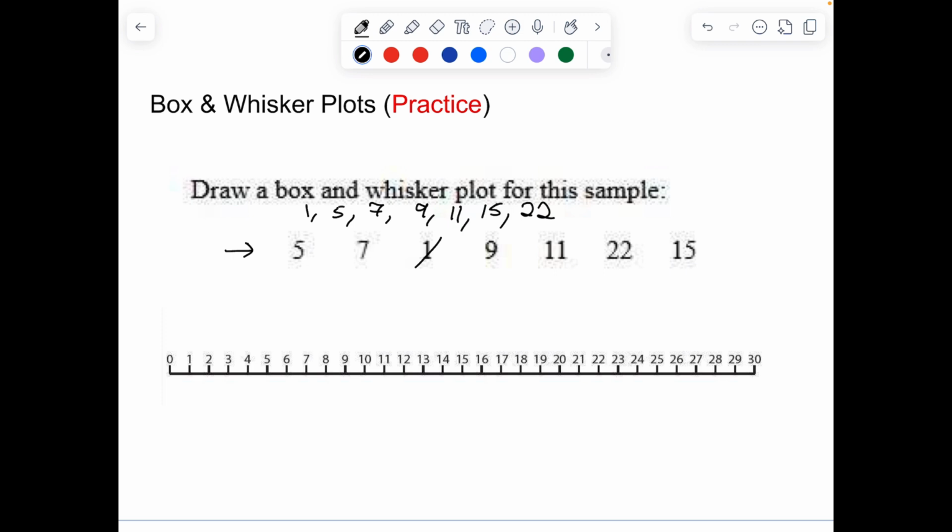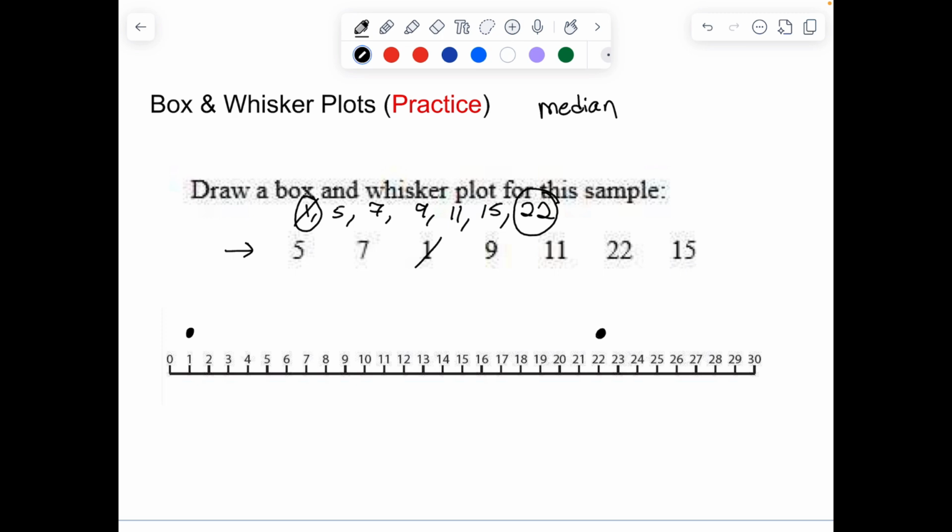Okay, second step is to make your number line. We already have our number line below, but we have a range from 1 to 22. So I'm going to be looking here all the way up to 22, which is here. If you remember the next step, step 3, is to find your median. This is our middle number in our data when we have it in order from least to greatest.